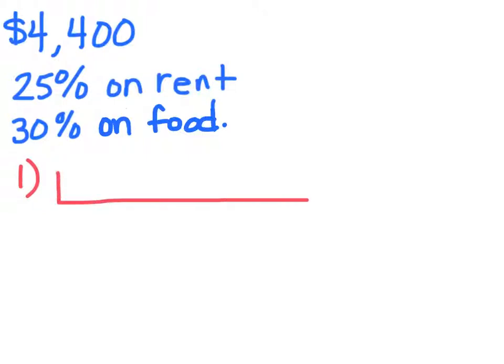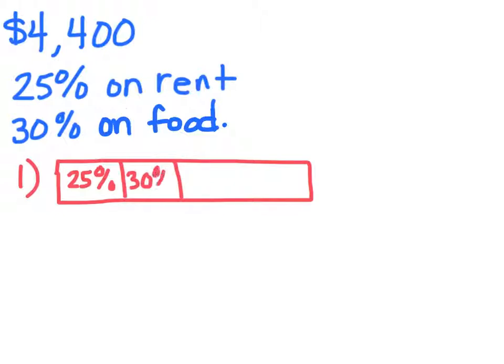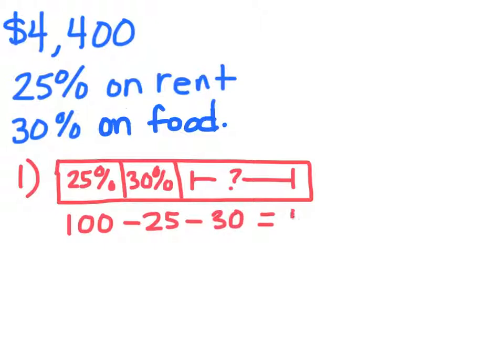Well, if we draw a picture that represents 100% of his salary, we can subtract away 25% spent on rent, 30% spent on food. What does this quantity represent? Well, that would be 100 minus 25 minus 30, which is equal to 45%. So Mr. Sanjay has 45% of his salary left after he pays his rent and buys his food. So how much of his salary is left? What amount of money is left? Let's answer that using both methods 1 and 2.